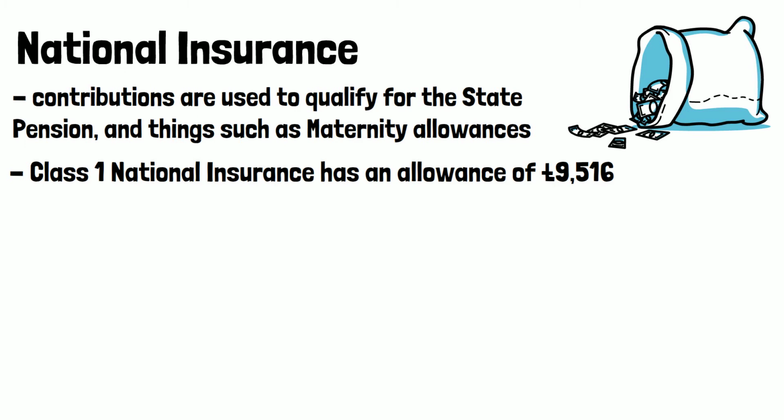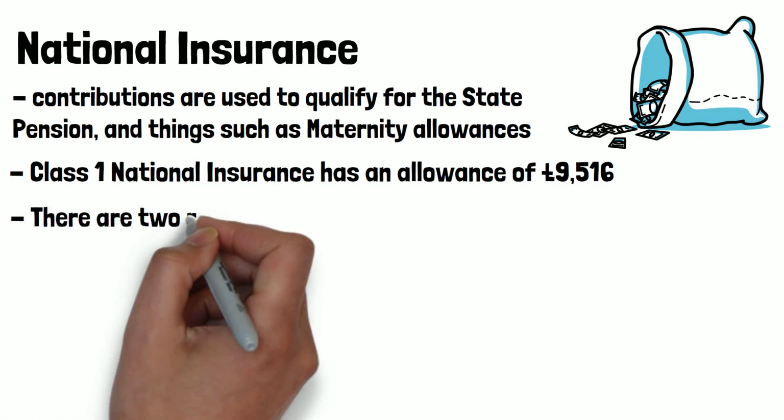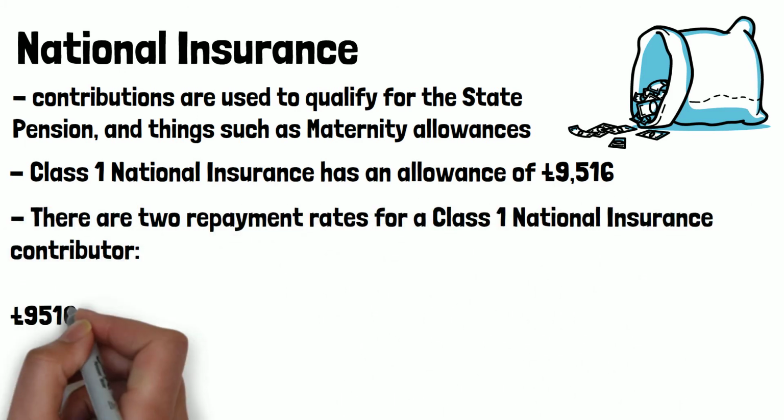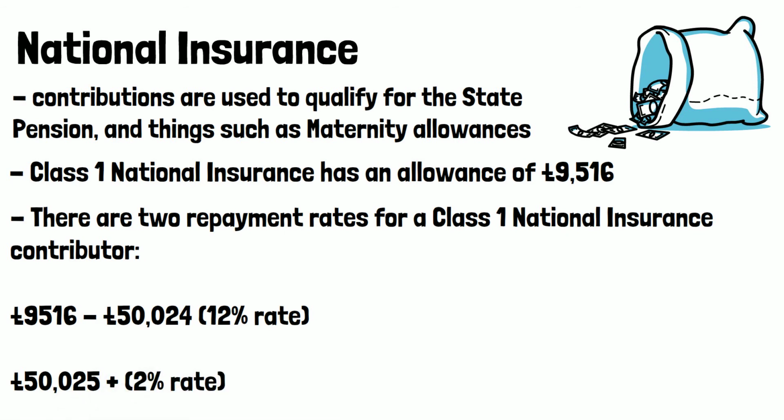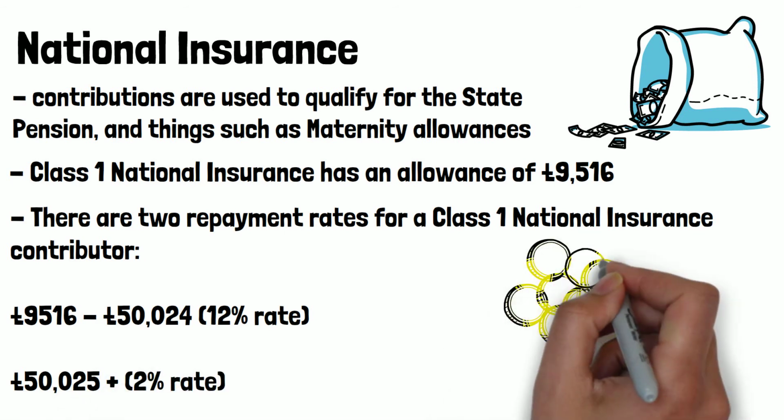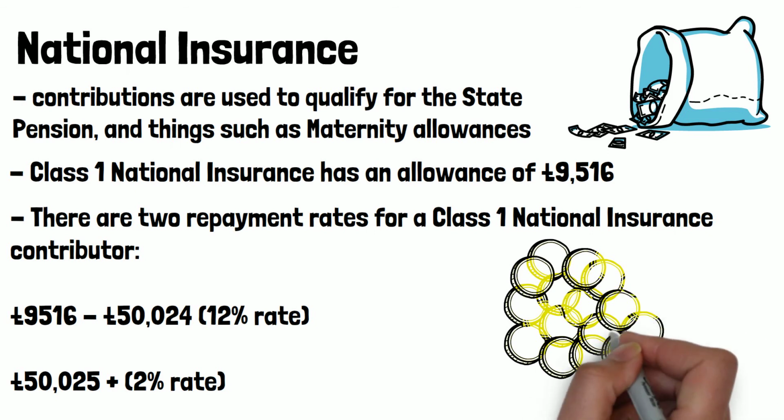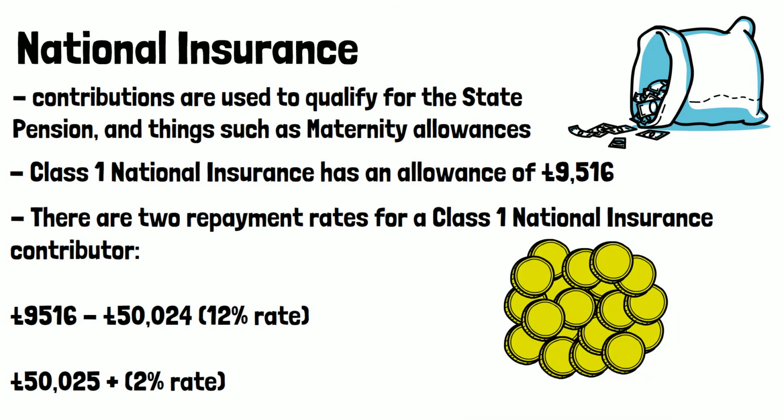Class 1 NI has an allowance of £9,516 per year, on which no payments will be made. For Class 1 national insurance, there are 2 repayment rates for employees, which are a 12% contribution rate at an income between £9,516 and £50,024. After this upper earnings limit threshold, people will pay a rate of 2% on any income over £50,024.